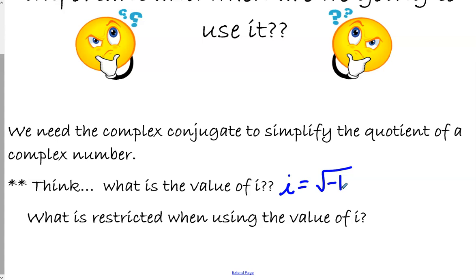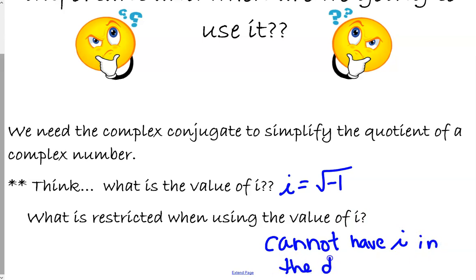Makes sense, right? Because if I have an i in the denominator, that means I have a square root in my denominator, which is also against the rules. So we cannot have an i in the denominator, because that would mean we have radicals in our denominator, which you should already know is not allowed. This is when we're going to use the complex conjugate to get rid of the i's. I'm going to show you how that's going to work.